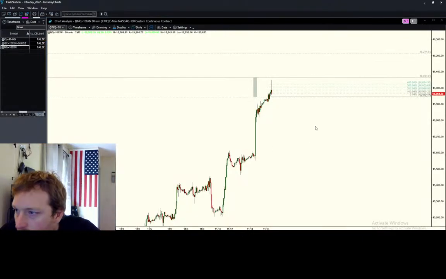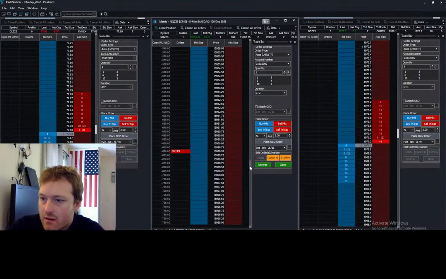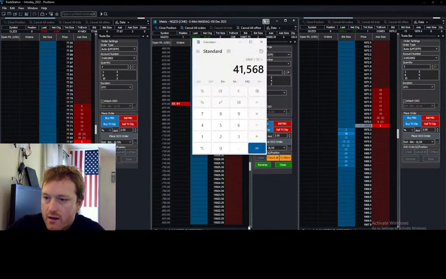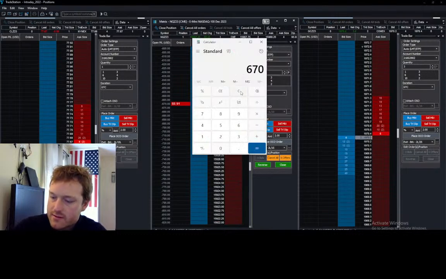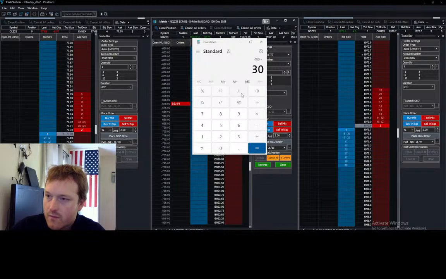My target would be 1-to-1, which would be 86.92, so call it 87. 87 is my target. So 480's target. So 670 for 480. 670 divided by 30 is 22.33 apples, 22.3 apples, and then 480 would be divided by 30. 16 apples reward.